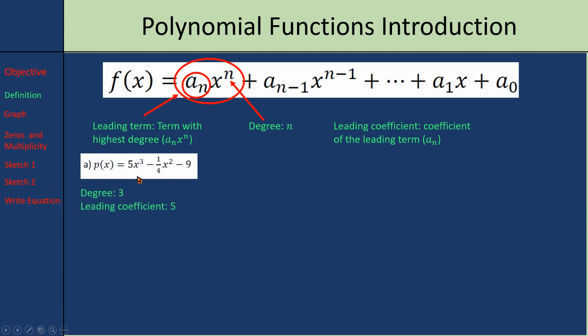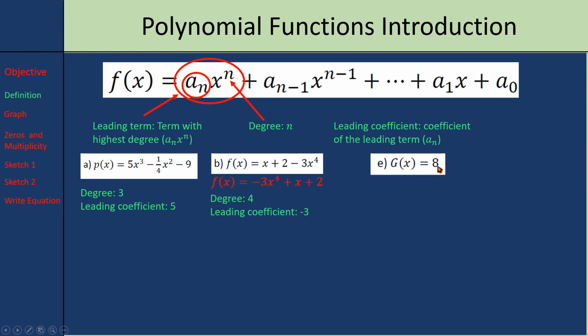So here is an example. Here the degree is 3 because that's the largest exponent, and the leading coefficient is 5. For this one, remember we rewrite that as this. So the leading term is the one in the back here because it has the largest exponent, not necessarily the one in front. So our degree is 4, and our leading coefficient is negative 3. And here is just a constant. Now the degree is 0 because x to the 0 power, and the leading coefficient is 8.